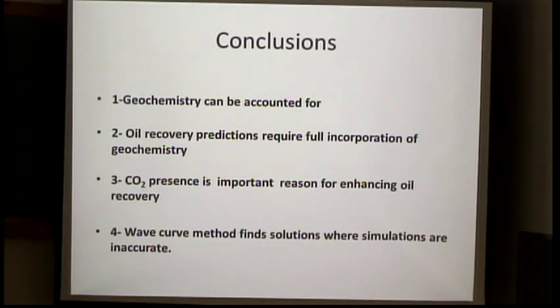So conclusions. First of all, geochemistry can be accounted for with some effort. Carbon dioxide, of course, is important. That was known, but now it's quantified better than before. And the wave curve method finds solutions where simulators are inaccurate. I guess that's conclusions, and sorry for being too skimpy on explanations.